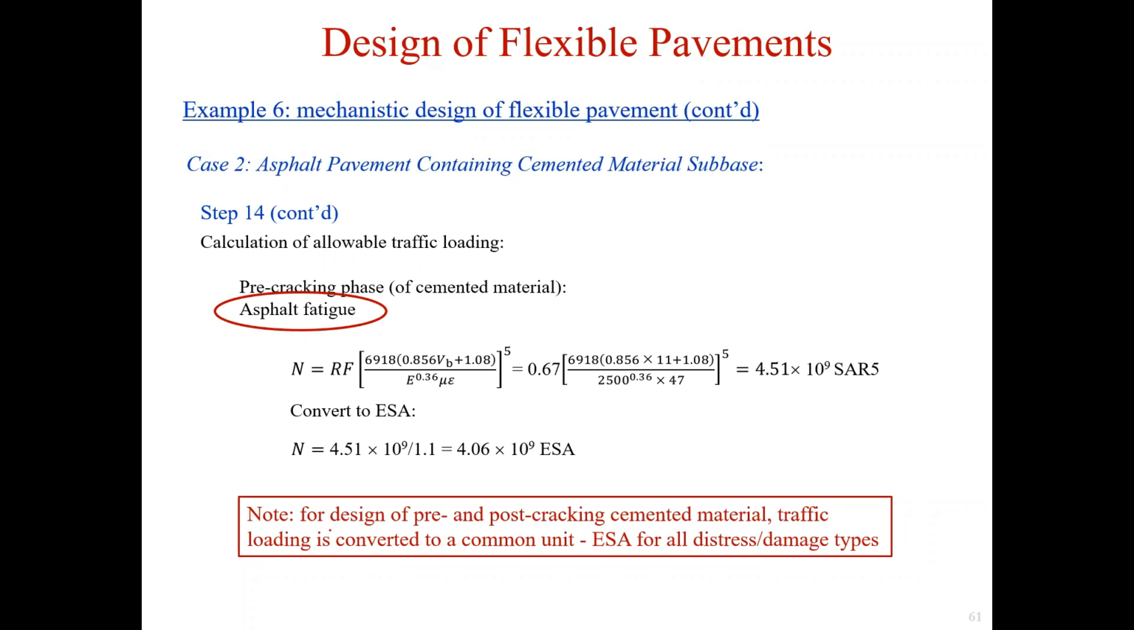For the pre-cracking phase and for asphalt fatigue, we use this formula to calculate N, and it is divided by 1.1 to convert to ESA. So normally for the design of pre and post-cracking cemented materials, traffic loading is converted to a common unit, the ESA, for all distress or damage types. So we are able to maintain the consistency of the unit for calculation of the total allowable loading.